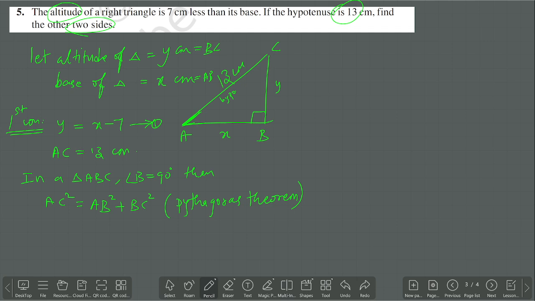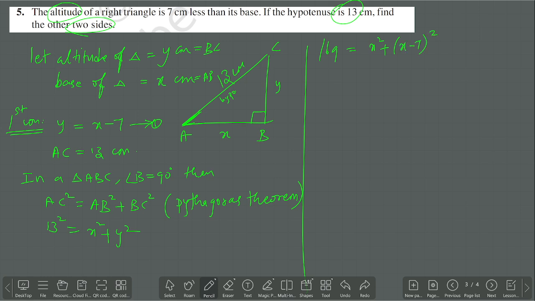AC, what I know? AC here is 13, square, which is equal to AB, here it is x, square, plus BC, y square. Do you understand? Y value I have where? In 1, y value is there, no? That you substitute here. Okay, 13 square is 169, which is equal to x square and y, in the sense, x minus 7. Very good. X minus 7 whole square.